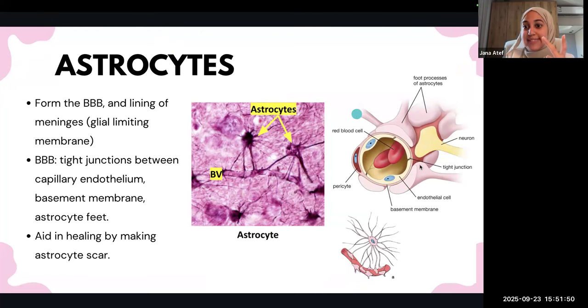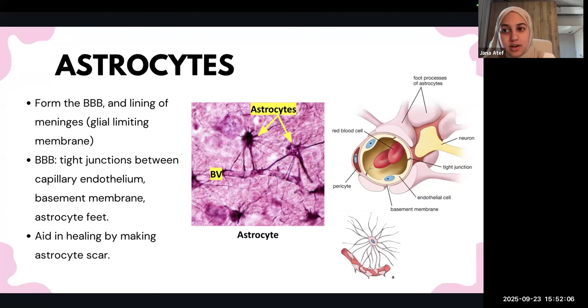CNS or PNS? CNS, yes, they are CNS. You guys are focusing, great. So basically, astrocytes, they remind me of Astro Boy. I don't know if you guys know that movie, but this is how I remember them. Astrocytes, Astro Boy. So what is a function of astrocytes?